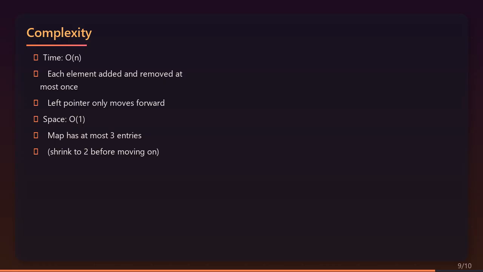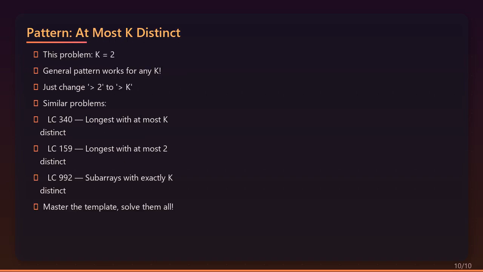Time complexity, O(n). Even though there's a while loop inside the for loop, each element is added to the window at most once and removed at most once. The left pointer only moves forward. So total operations are at most 2n, which is O(n). Space complexity, O(1). The map never has more than 3 entries before we shrink it back to 2. Constant space. This problem uses k equals 2, but the pattern generalizes to any k.